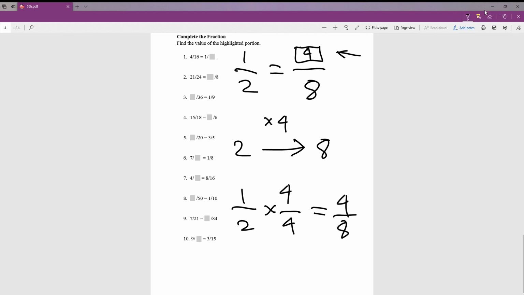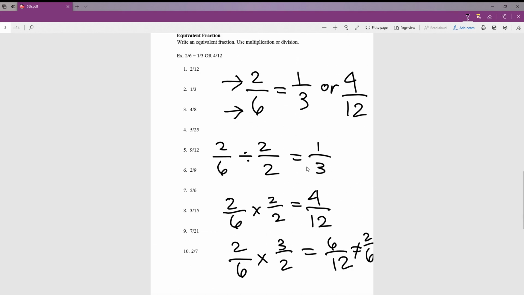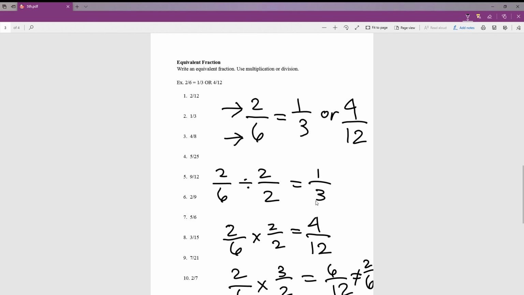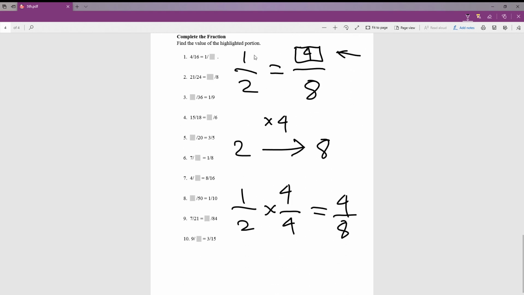Let's say you were missing the 8. You would do the exact same thing. How would you get 4 from 1? You would multiply by 4. And since you're multiplying the numerator by 4, you would also have to multiply the denominator by 4. And you would get 2 times 4 is equal to 8. It's the exact same process. And I don't think any of you would have trouble with this. If you can do equivalent fractions, you can most definitely do complete the fraction. So I wouldn't worry about that.